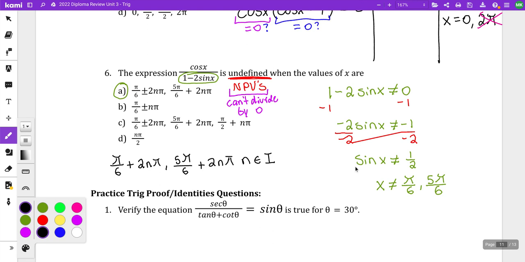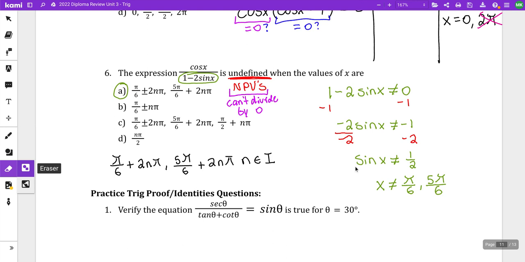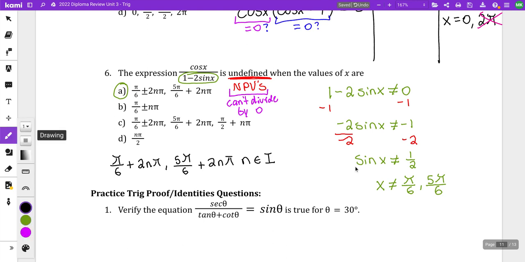My apologies. I'll probably edit that. We okay with that? Denominator can equal 0. Just solve what would make that denominator 0. That's the answer.